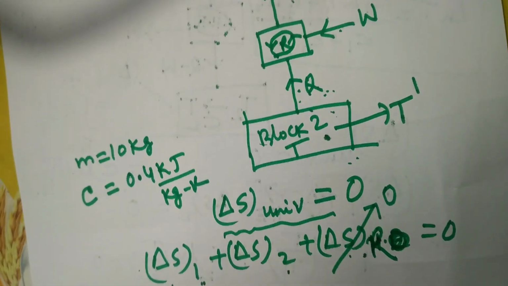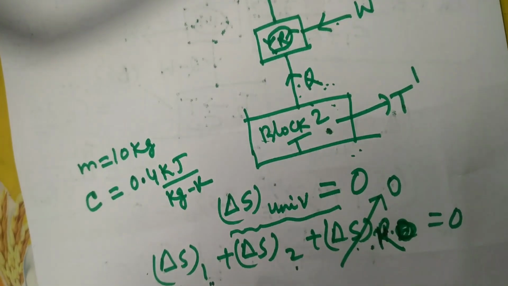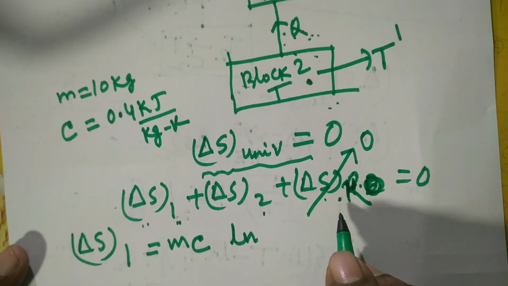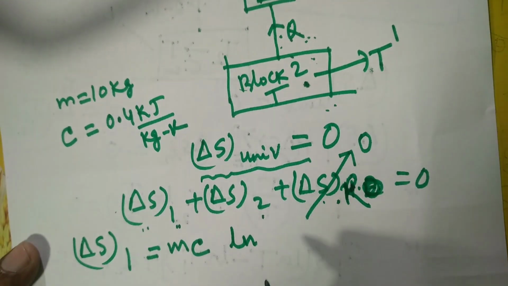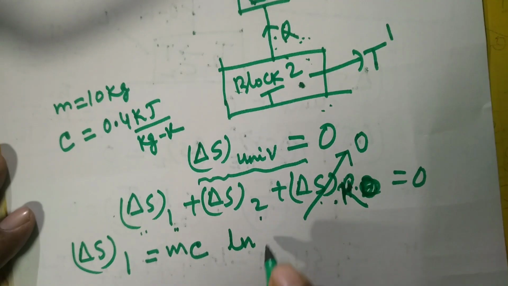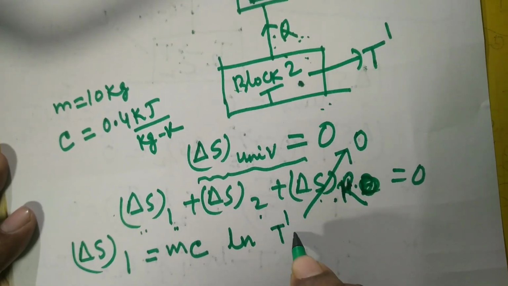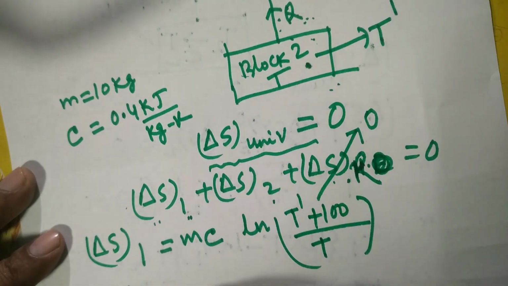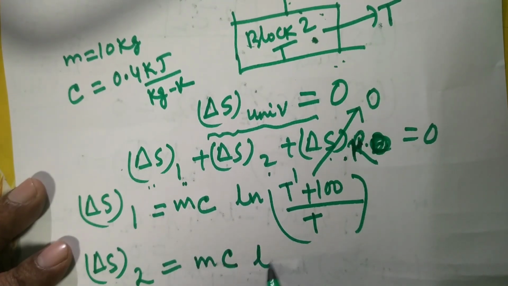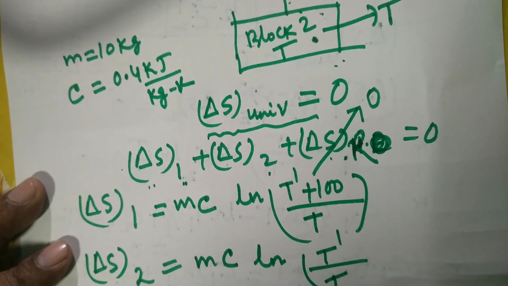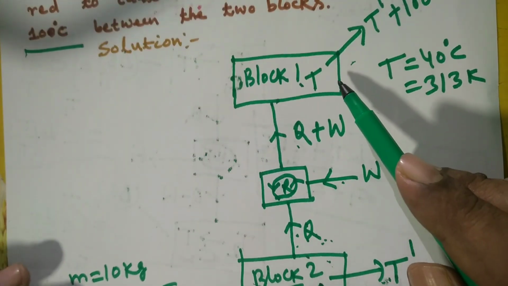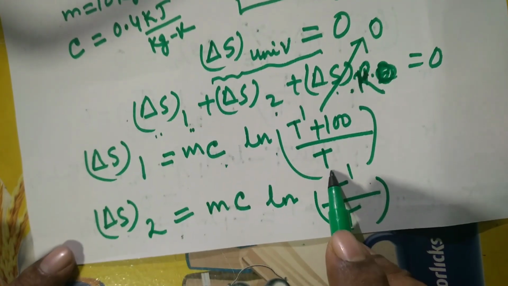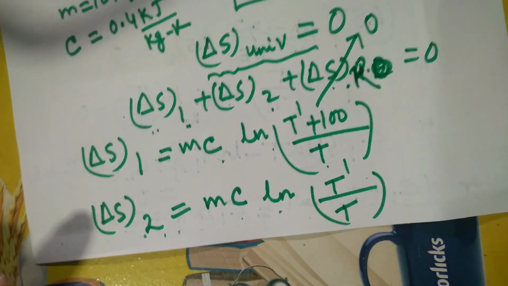So now if you calculate delta S1 and delta S2, delta S1 is nothing but mc ln, because both have mass m and the specific heat is the same for both cases, as both are made of the same metal. So mc ln for body 1, final temperature T dash plus 100 divided by T, and for block 2 this is mc ln T dash by T, because the final temperature of block 2 is T dash and the final temperature of block 1 is T dash plus 100. So delta S1 is mc ln (T dash plus 100) divided by T, and the delta S of the second block is mc ln T dash by T.